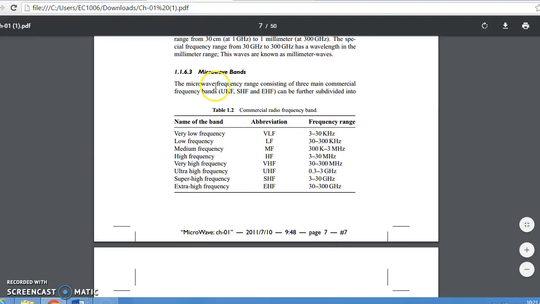So in the microwave band, there are various frequency bands, consisting of three main commercial frequency bands: ultra high frequency, super high frequency, and extra high frequency. The spectrum can be further divided into very low frequency, low frequency, medium frequency, high frequency, very high frequency, ultra high frequency, super high frequency, and extra high frequency. That ranges from 3 to 30 kilohertz to 30 to 300 gigahertz.